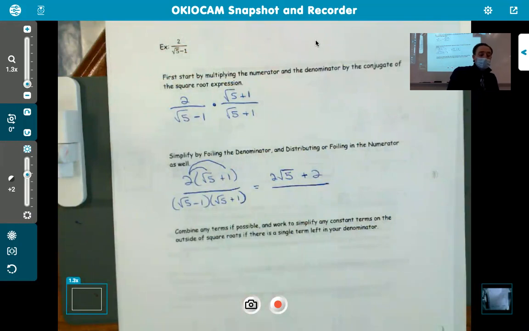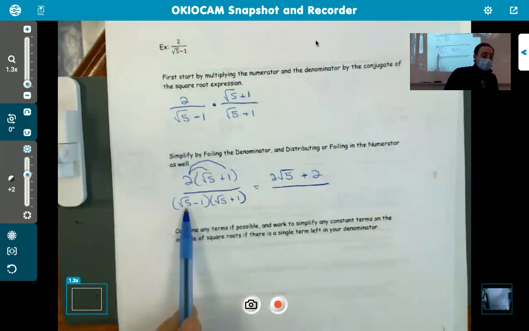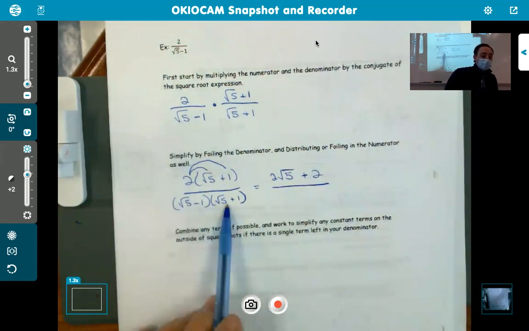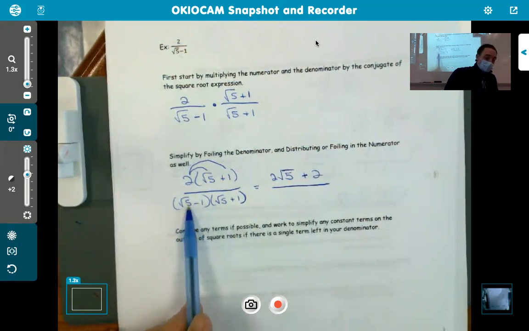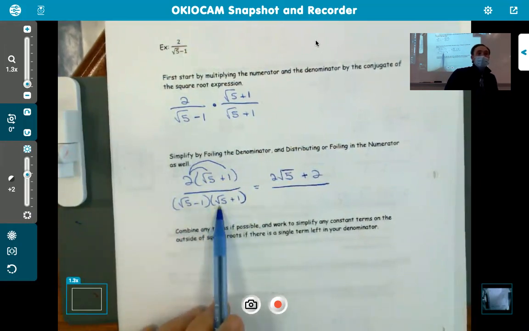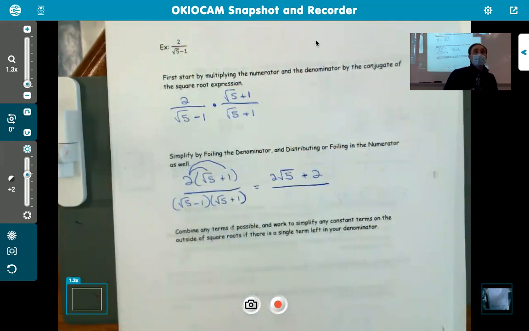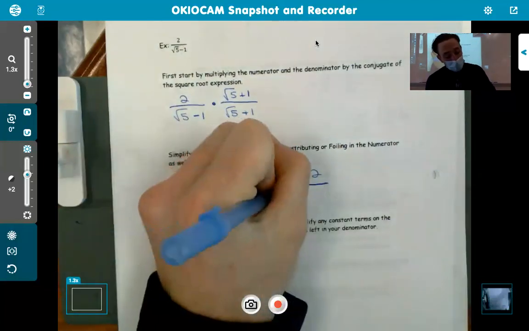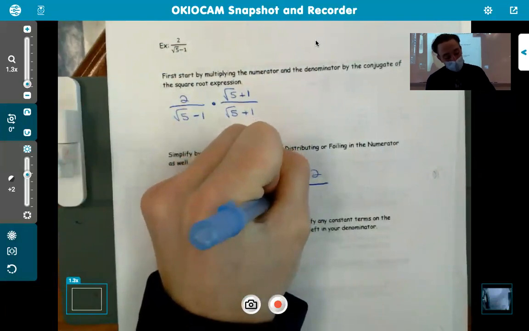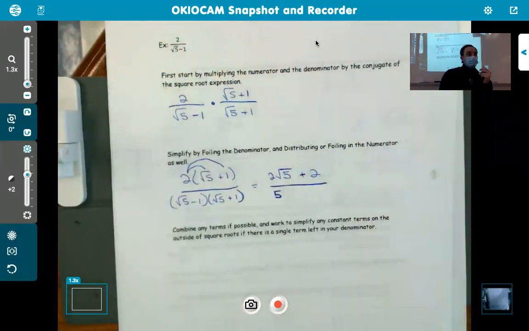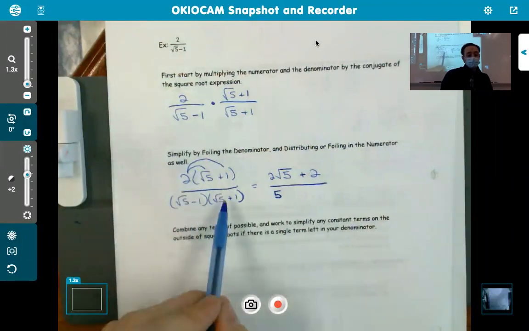Now I have to FOIL my denominator. All right. Let's just take this step by step. Square root of 5 times the square root of 5. So I'm doing those first terms, multiplying those together. What's the square root of 5 times the square root of 5 going to give me? The square root of 25, which is just 5, right? Or you can think of it as the square root of 5 squared. They're going to cancel out. You're left with whatever's inside. So it's just 5, all right? Good.